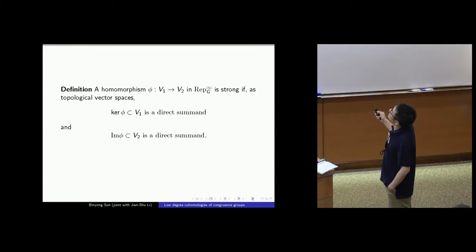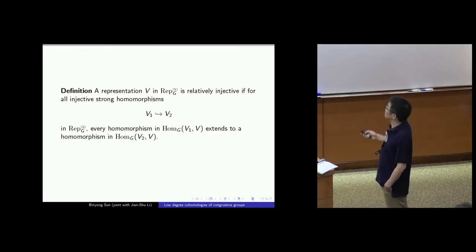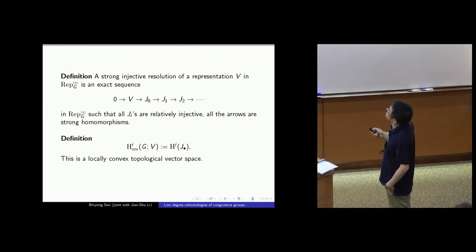Similarly, a homomorphism phi in this category is called strong by the same condition. The kernel is a direct summand and the image is also a direct summand. Then we can use the same definition as for a representation: phi is relatively injective. The definition is just the same. Also, we have the same notion of injective resolution in this category, and then in this category we can define smooth homology.